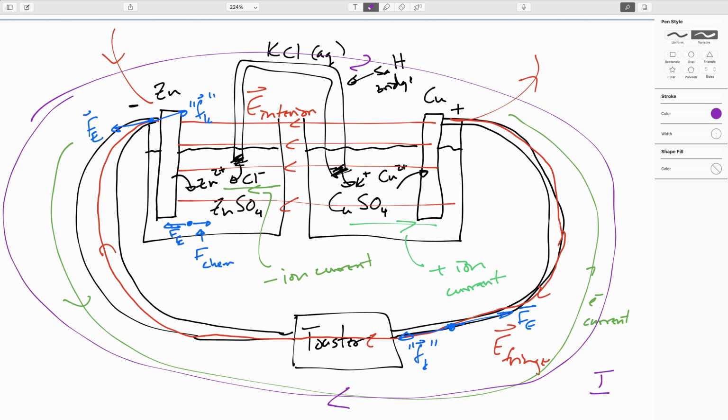Alrighty, so in the next video, we'll be taking a look at resistance and seeing how the electric potential being applied across a resistive device relates to the current that can possibly go through it.